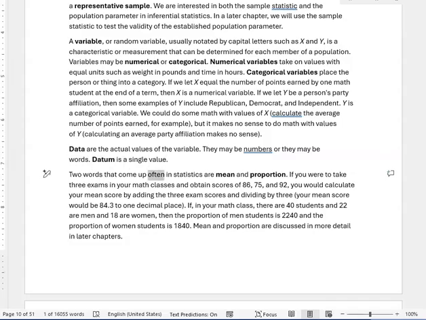Two words that come up often in statistics are mean and proportion. If you were to take 3 exams in your math classes and obtain scores of 86, 75, and 92, you would calculate your mean score by adding the 3 exam scores and dividing by 3. Your mean score would be 84.3 to 1 decimal place. If, in your math class, there are 40 students and 22 are men and 18 are women, then the proportion of men students is 22/40 and the proportion of women students is 18/40. Mean and proportion are discussed in more detail in later chapters.